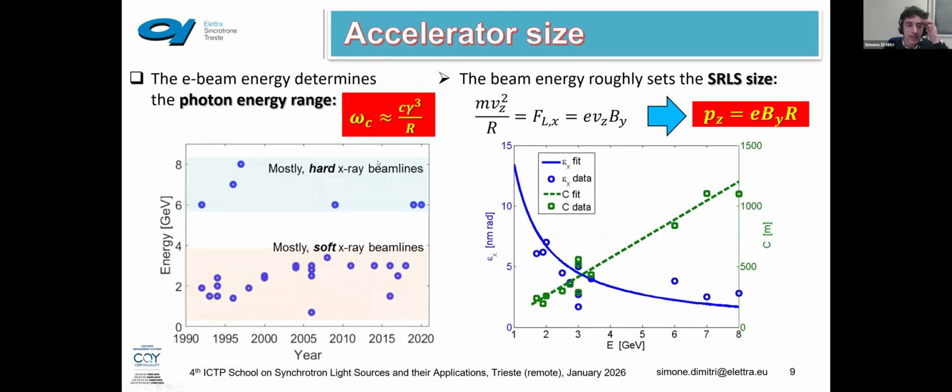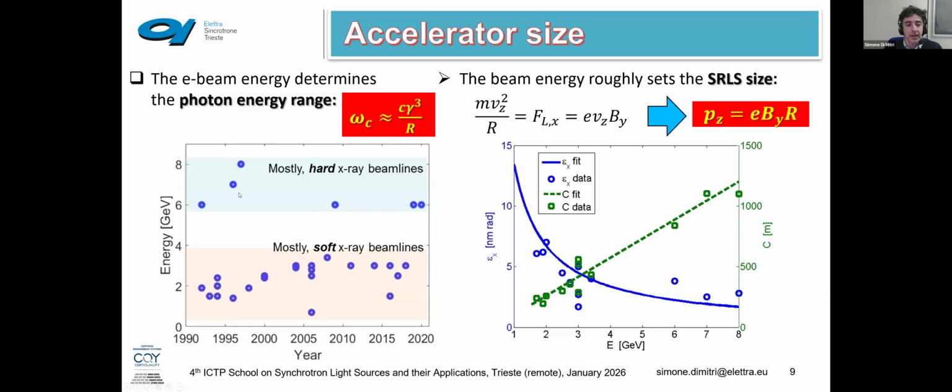The first point is that the photon energy that you have to have in mind in order to carry on your experiment is proportional to the cubic power of the electron beam energy. So this omega c, which is a characteristic frequency of your photon from a dipole magnet, is proportional to gamma cubed of the electrons.